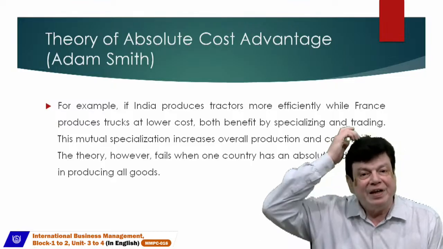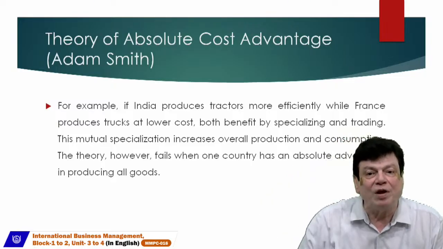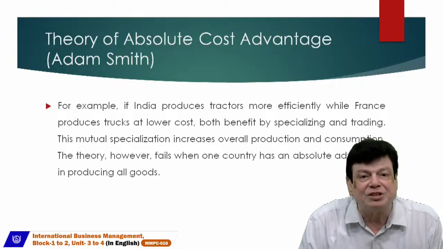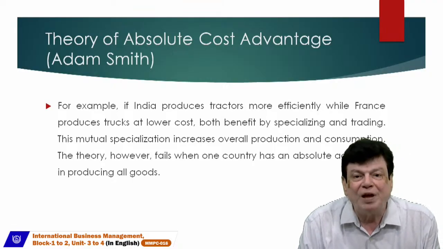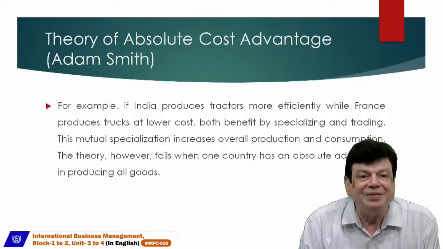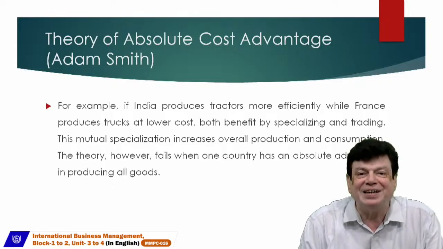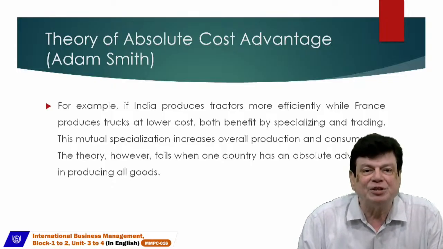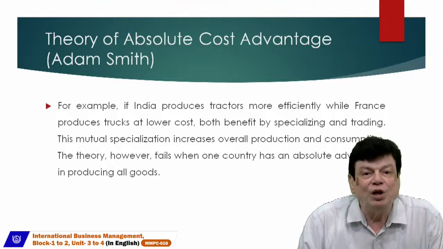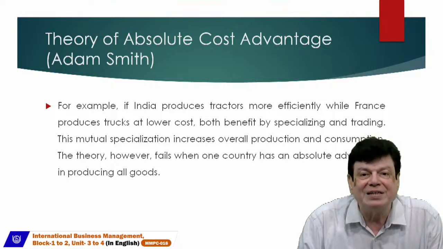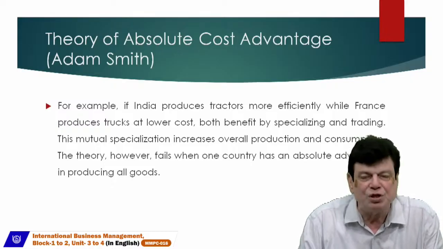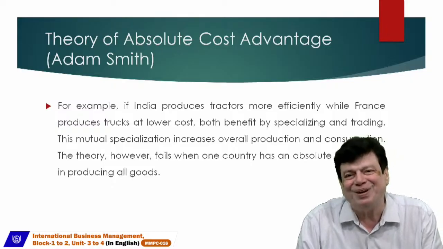For example, if India produces tractors more efficiently while France produces trucks at lower cost, both benefit by specializing and trading. This mutual specialization increases overall production and consumption. The theory, however, fails when one country has an absolute advantage in producing all goods. Then this theory will fail.